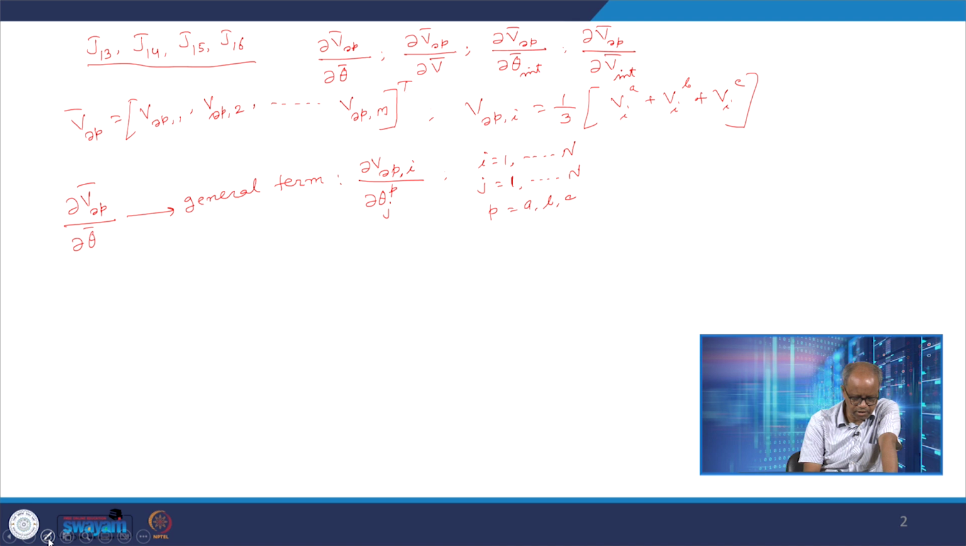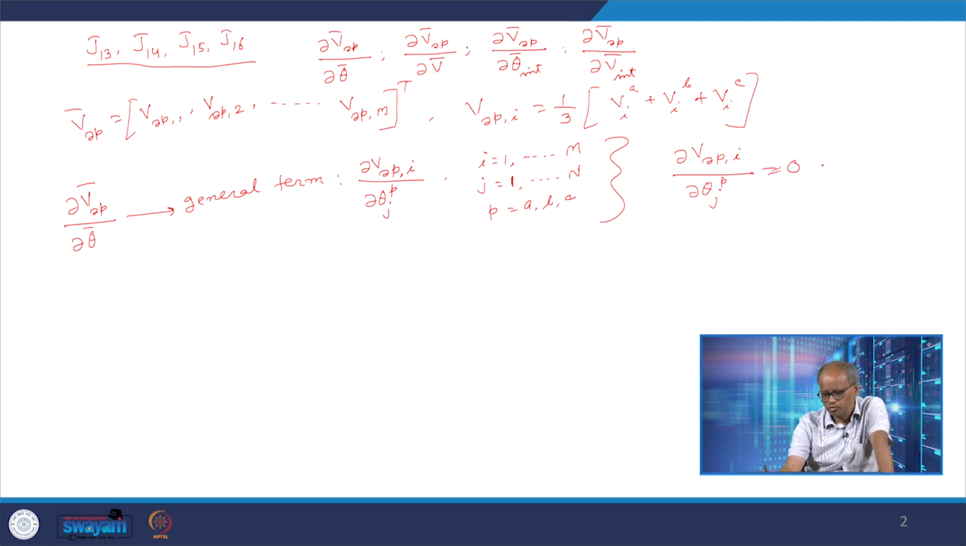This is wrong, this is m. Now obviously, as we can see, this expression of V specified I is not a function of any angle, so very happily it is zero for all I, j, p.